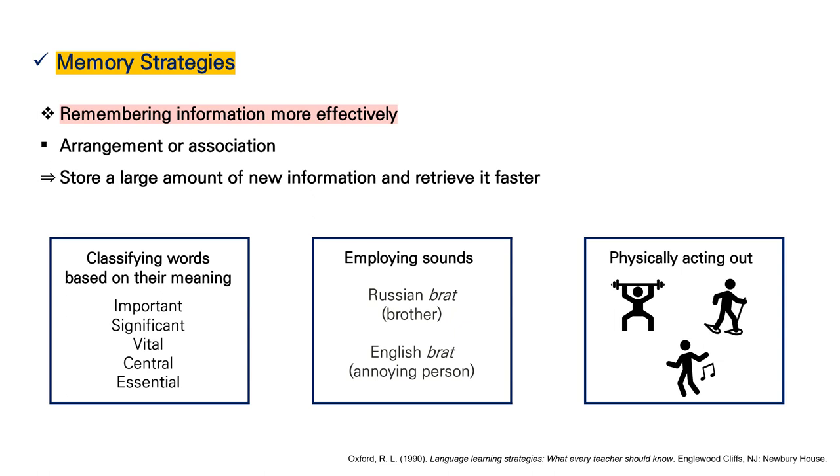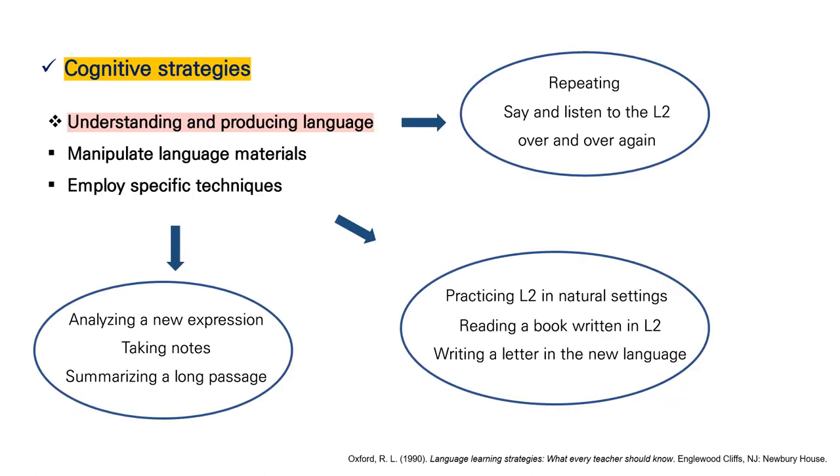First, memory strategies are methods for remembering information more effectively. Using simple principles like arrangement or association, memory strategies allow L2 learners to store a large amount of new information and retrieve it faster. Classifying words based on their meanings is one of the examples for these methods. Moreover, learners can employ images and sounds of words or physically act out a new expression to remember new information more effectively. The second strategies are cognitive strategies.